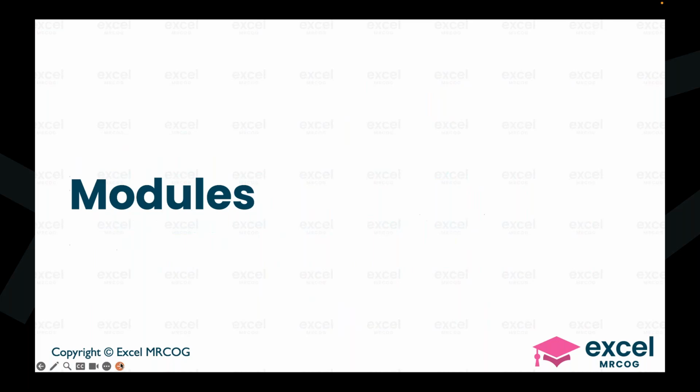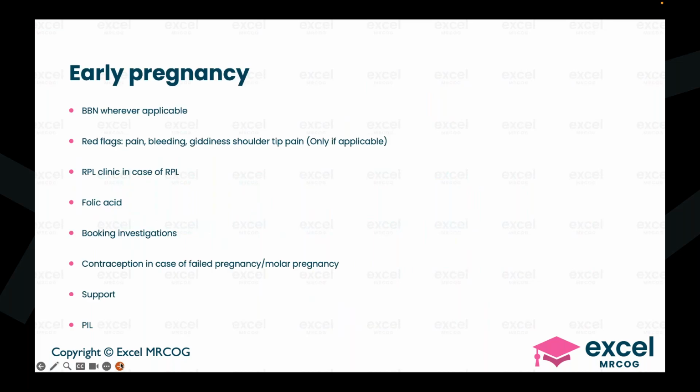Let's look at modules. Early pregnancy. Wherever applicable, don't forget BBN. How do you do BBN? This is very important. How do you do breaking bad news? Always, bad news should be started by giving a warning shot. You cannot break the news directly. You need to give them a warning shot preemptively.